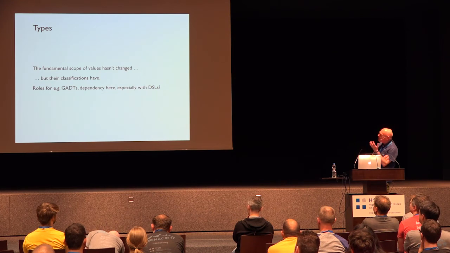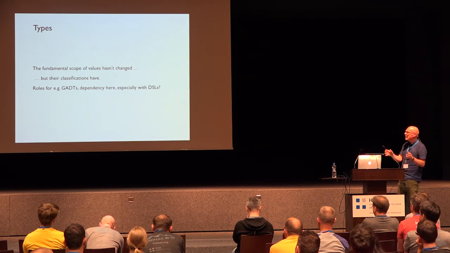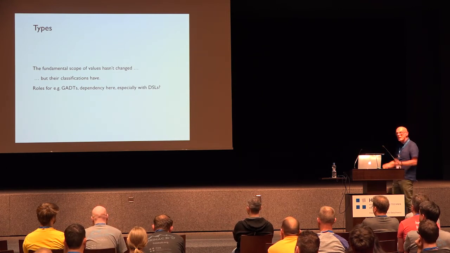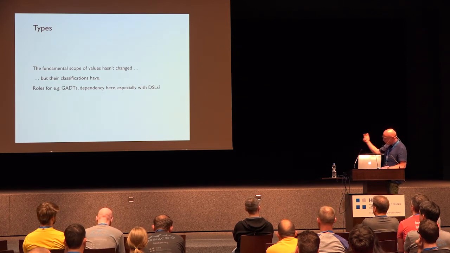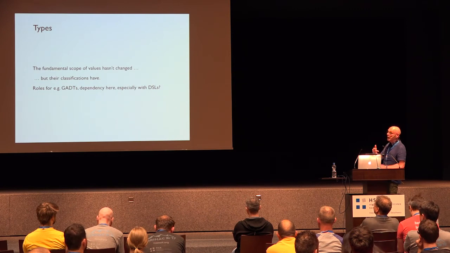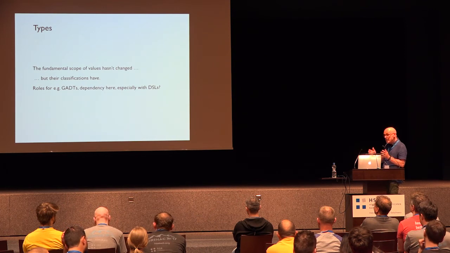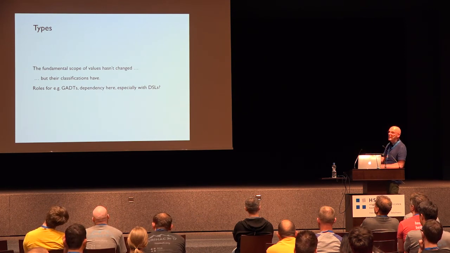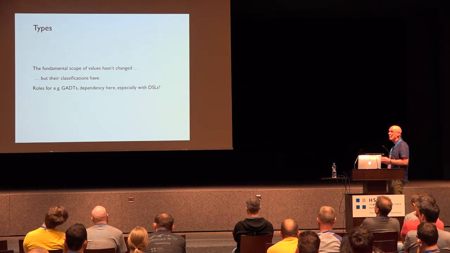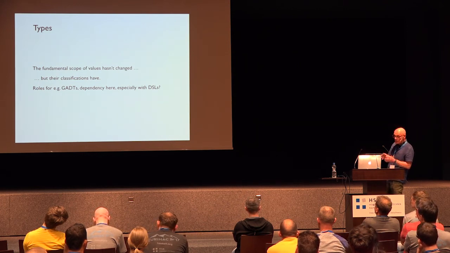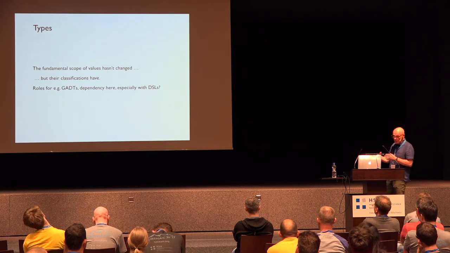So I guess a thing that came over quite strongly to me is the fundamental scope of values hasn't changed. What values were there in Miranda? Well, there were functions and higher order functions and algebraic data and abstract data types and numeric types and equality and so on. There's nothing new in Haskell, really. I mean, there's bit strings, but there's nothing essentially new. We don't have objects, for example.